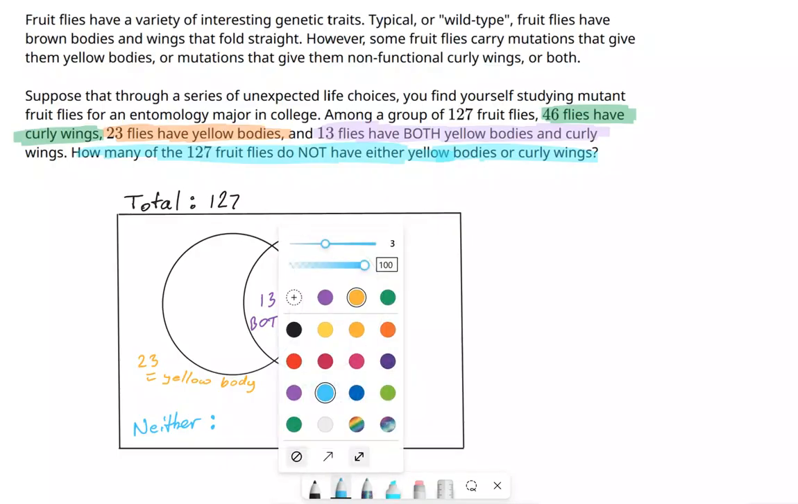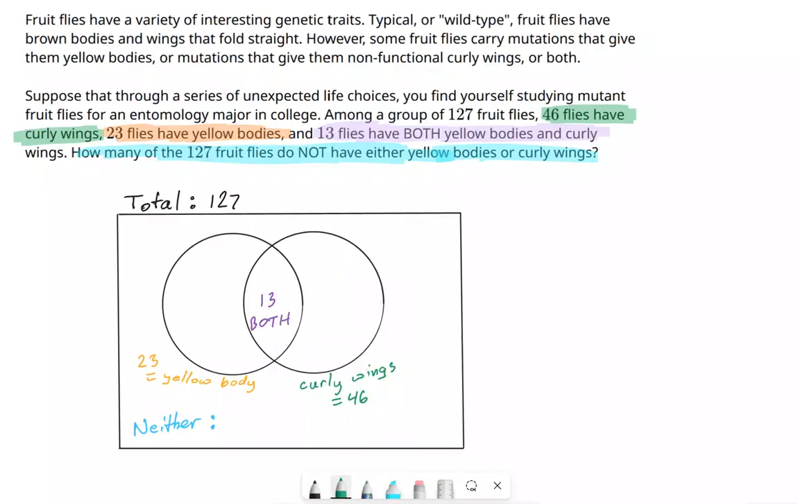And I'm going to start with the curly wings over here. If I say the number of fruit flies with curly wings is 46, and there's 13 of them that have curly wings and yellow bodies, I want to know how many have curly wings but not yellow bodies. So the natural color of a fruit fly. And that's going to be 46 minus 13. So that's 33. Okay, so that 33 goes right here. That's the number with only the curly wing mutation.